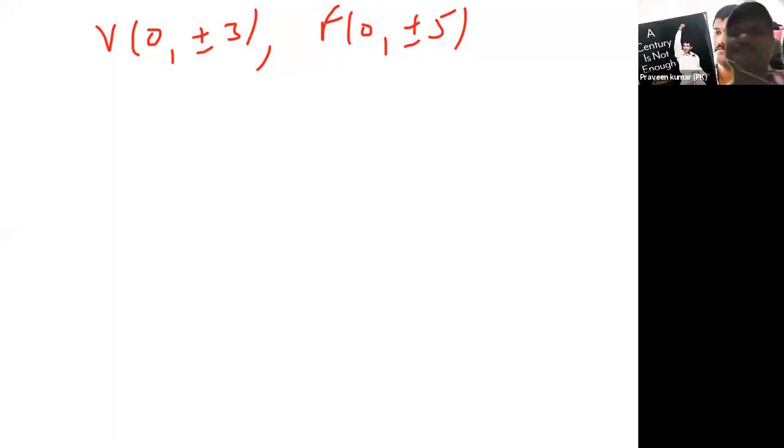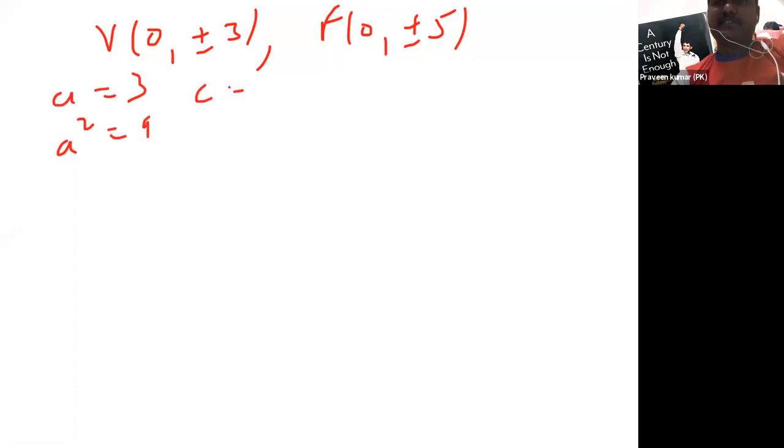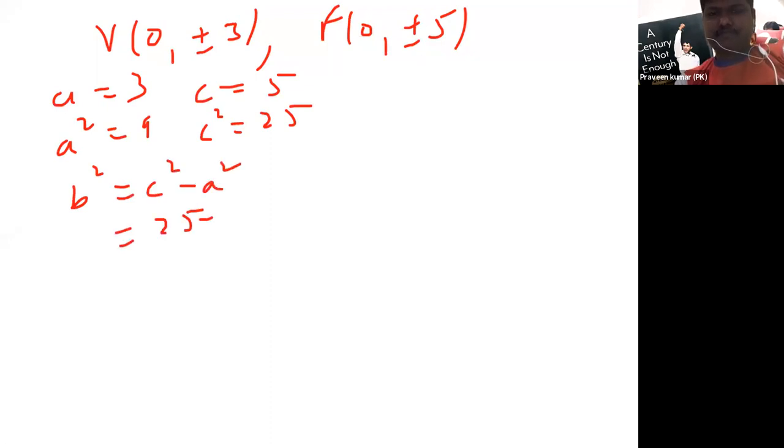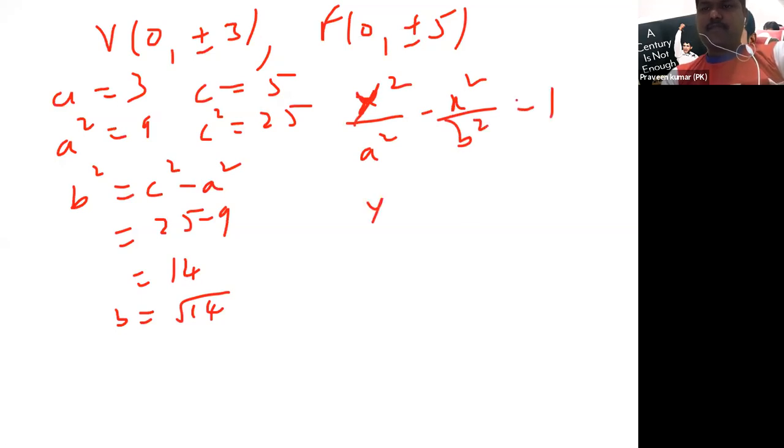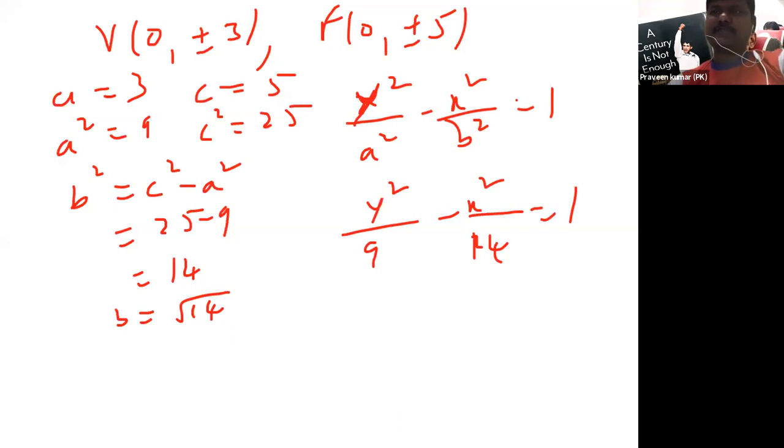What is the answer? A is given 3, A square is 9, C is given 5, C square is 25. B square equals C square minus A square. It is on the y-axis, no? Y square by A square minus X square by B square equal to 1. Y square by 9 minus X square by 25 minus 9, 16, correct.